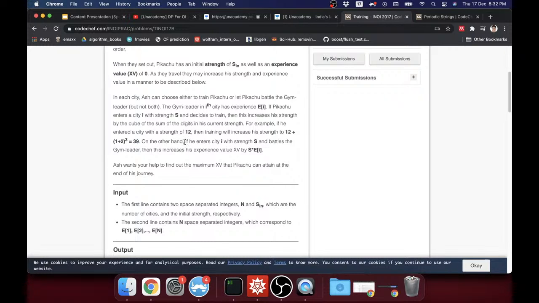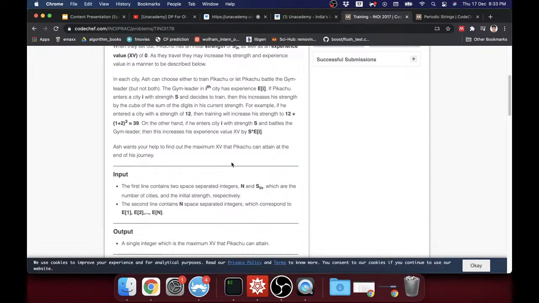And the second option is that you battle. If you battle, then your experience increases by this amount: your current strength times the experience of the gym leader, that is your opponent of that city. And you're going in increasing order, 1 to n. You can't pick the 5th gym leader first, then battle the first one. What's your objective? Your objective is to maximize the experience at the end.